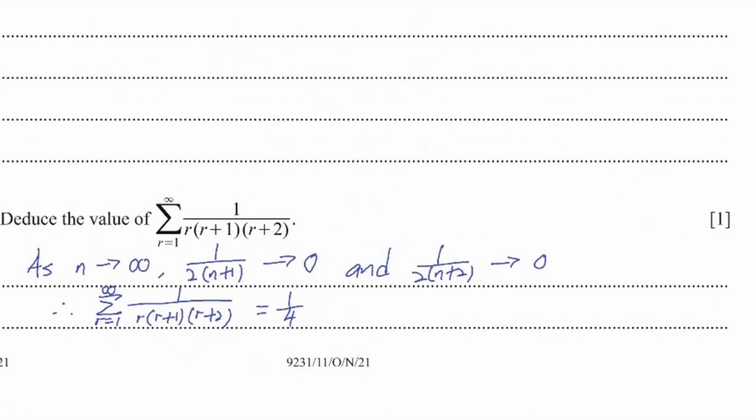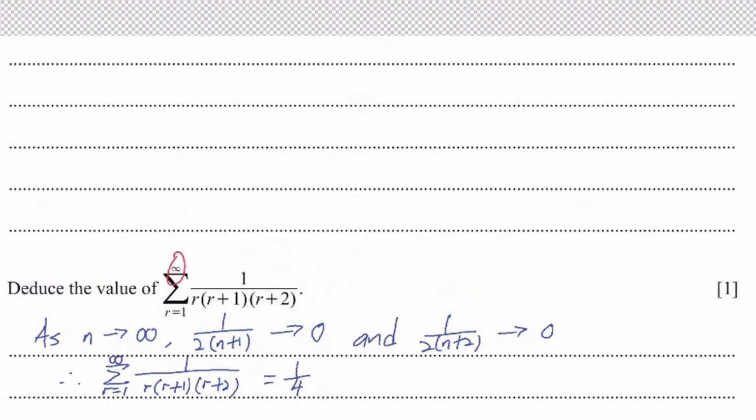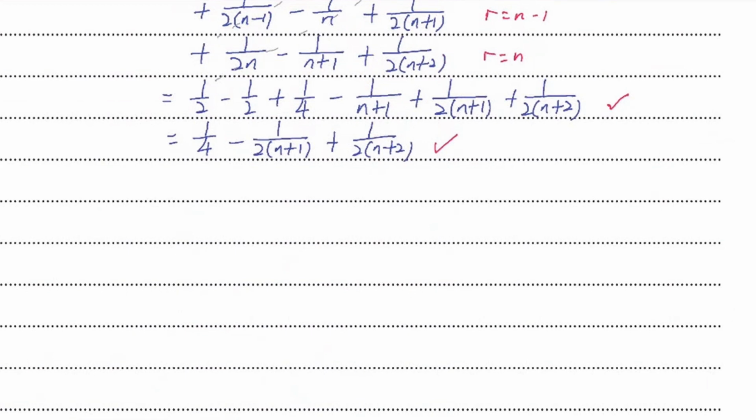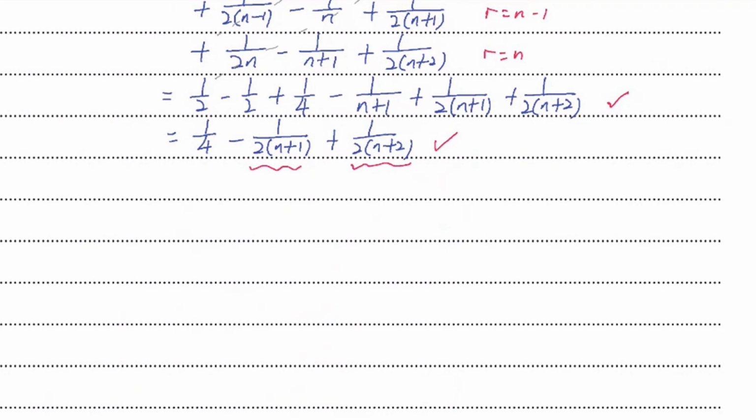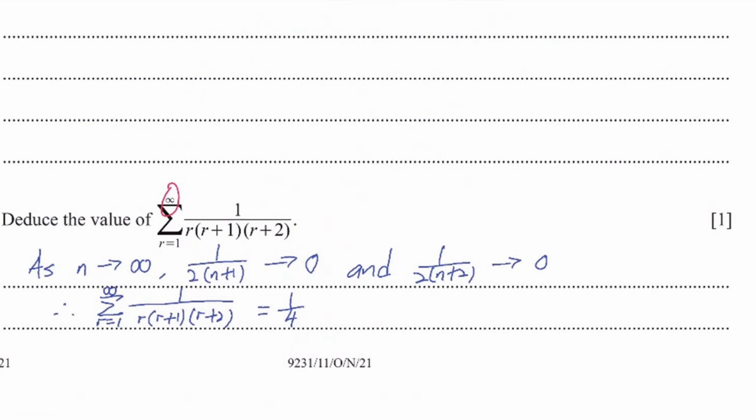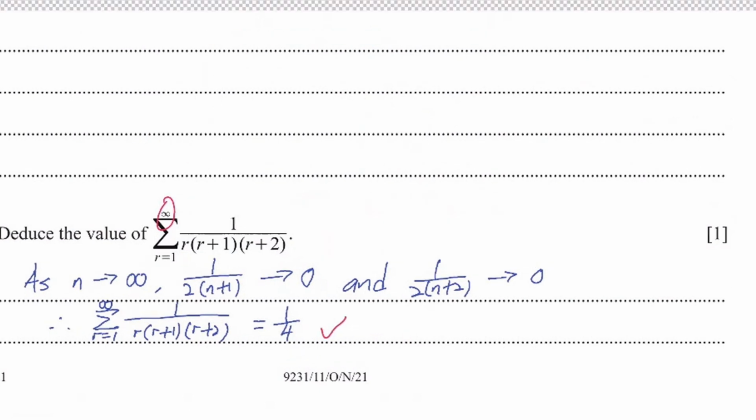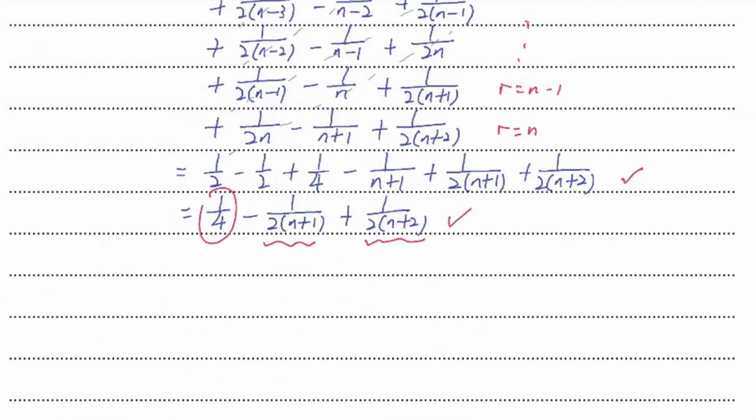Now deduce the value when n approaches infinity. As n approaches infinity, it will affect the terms that have an n here, so this one and also this one here. As n approaches infinity, both of these terms will approach 0 because those are reciprocal terms. So at the end, what we have is just the constant, the 1 over 4.